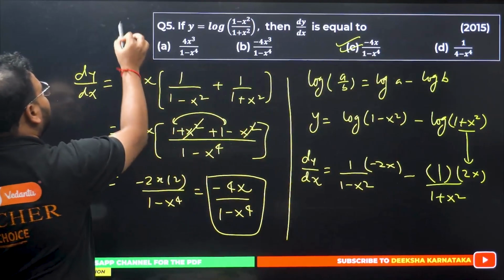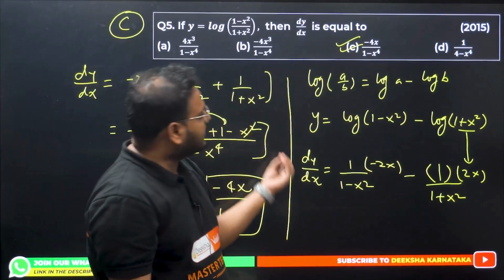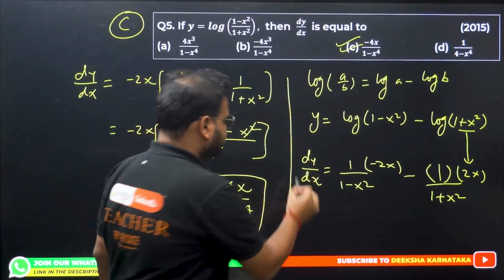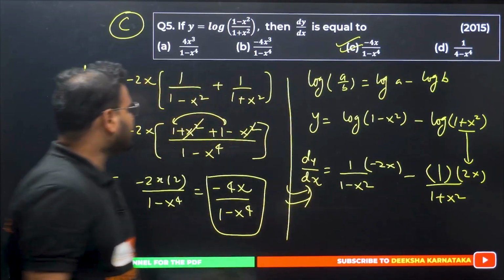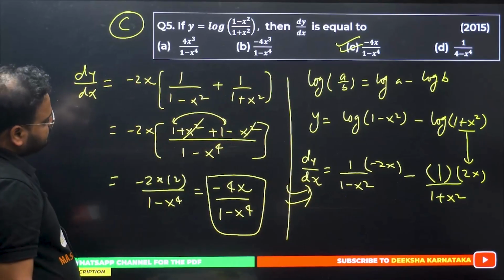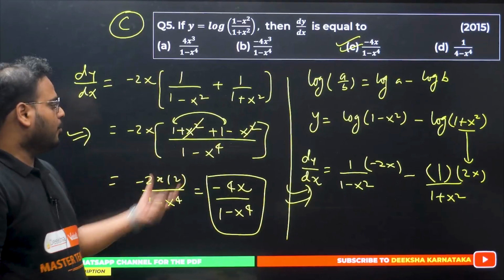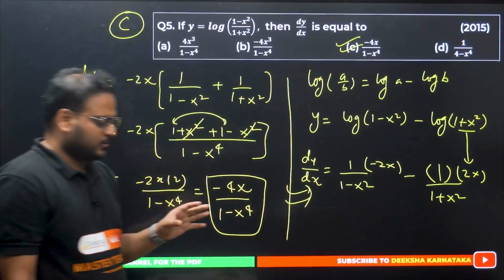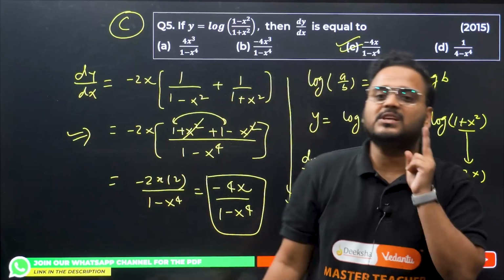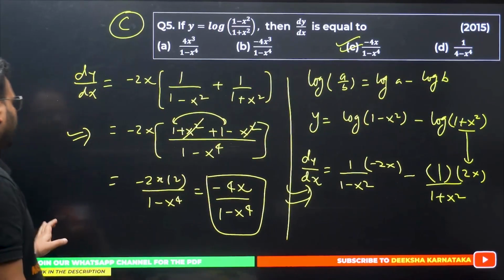Now, how many steps are required to solve this question, sir? We need this step, which is an important step, and maybe this one. Only 2 steps is good enough. This and this step are required to solve the question. Only 2 steps are required to solve this particular question, number 5. Answer is option C. Let's move on to question number 6 now.